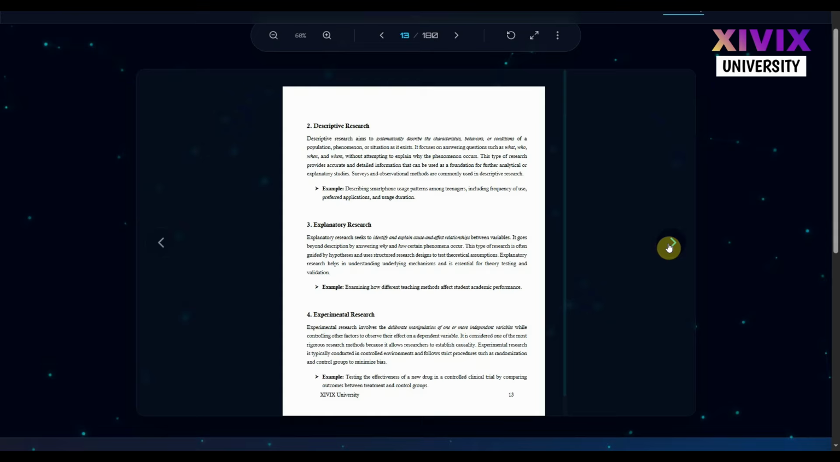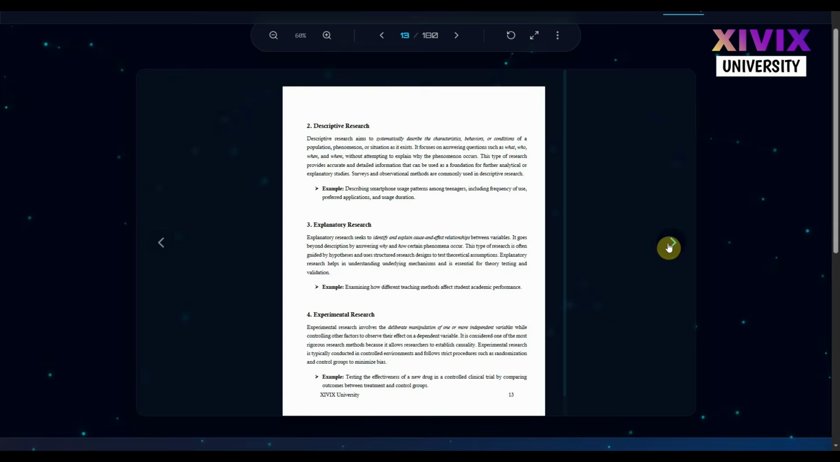And the third one is explanatory research. As its name implies, this type of research is based on explaining the cause and effect relationship between variables. So this type of research helps you explain the underlying mechanisms of a situation or subject. As an example, examining how different teaching methods affect student academic performance.